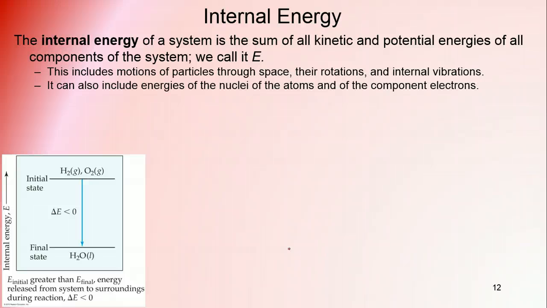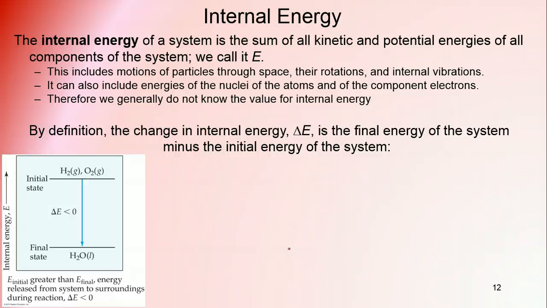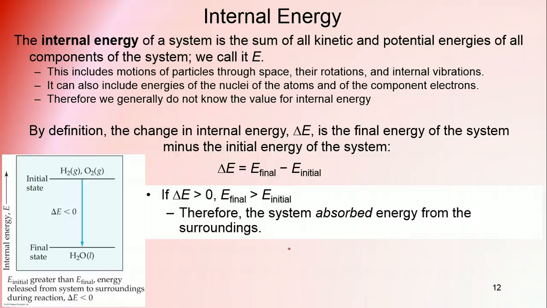This can also include energies of the nuclei of the atoms and the component electrons as well. Because we're talking about all these different types of energies, and we're talking about atoms and molecules that are so extremely teeny tiny, we generally don't know a value for internal energy. It's not something that we can calculate very easily. But what we can do is take a look at energy changes. By definition, the change in internal energy is going to be our final energy of the system minus the initial energy. That's the setup for any delta anything, final minus initial. So delta E, with the capital E being our internal energy, is final minus initial energy.